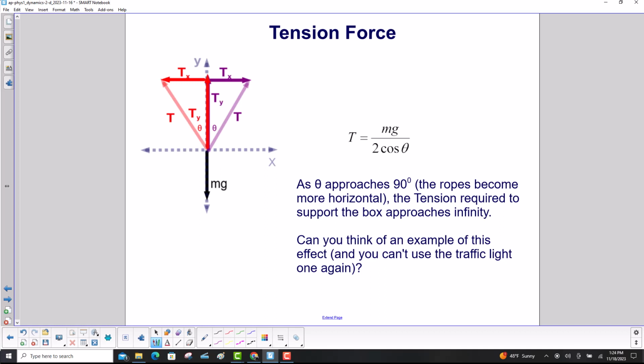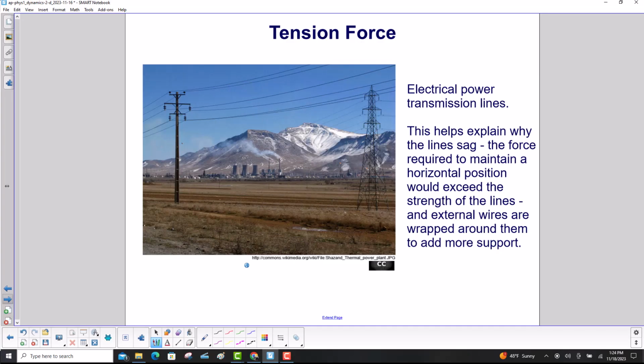Can you think of an example of this effect? And you can't use the traffic light one again. Electrical power transmission lines. And hopefully you can see it's a bit of a bend here. This helps explain why the lines sag. The force required to maintain a horizontal position would exceed the strength of the lines. And external wires are wrapped around them to add more support, and also the sag gives you another force in the up direction to hold them from falling down.